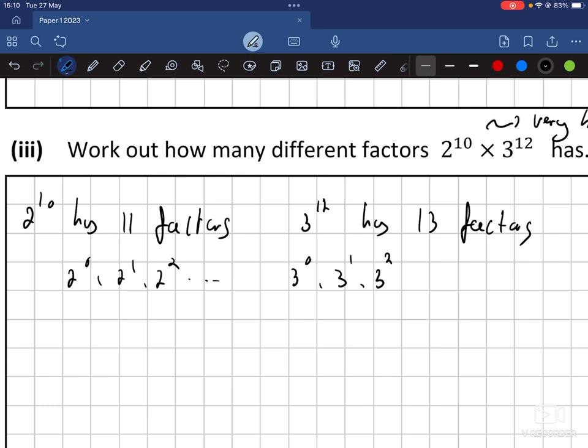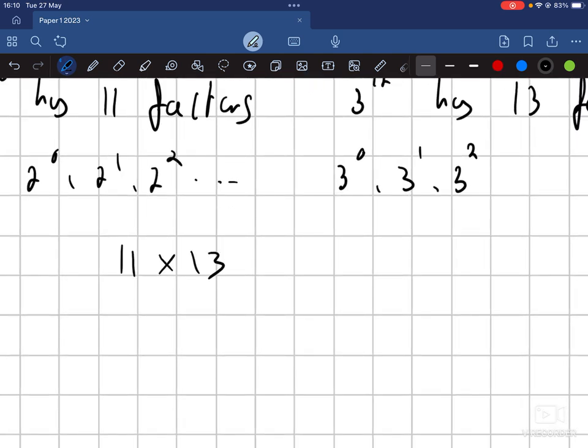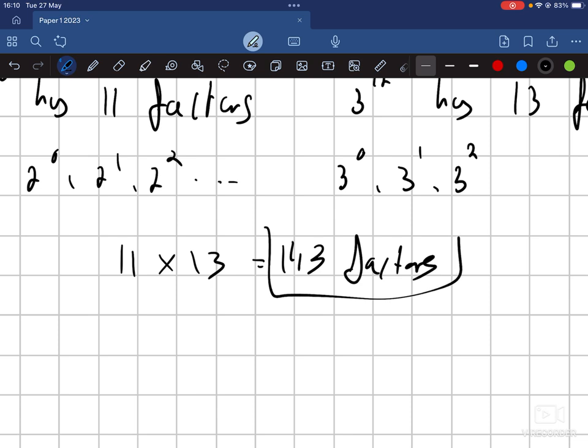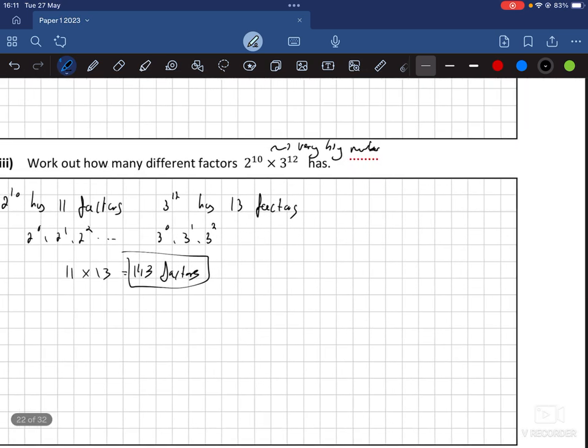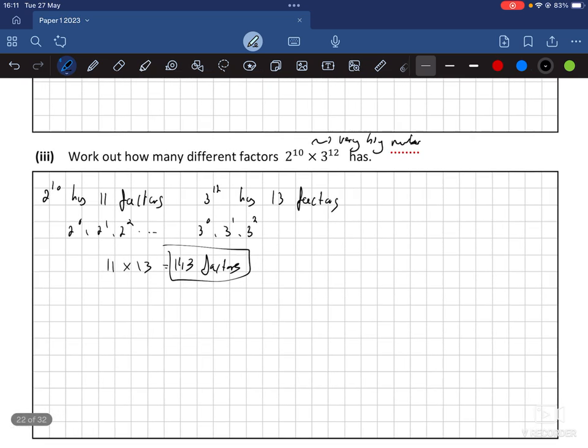Jeez, this is ridiculous. So basically the way you get them, the total number of factors is going to be 11 times 13. That's because of the fundamental principle of counting. So technically this is actually on the Leaving Cert. It's in a chapter called Real Numbers, and teachers don't really do it, but it is technically on the Leaving Cert, and this is just a kind of a strange question.